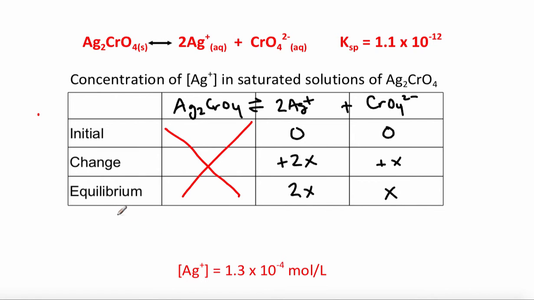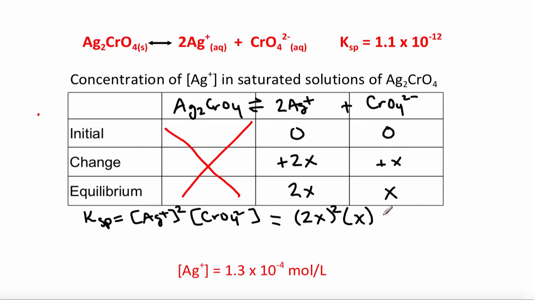So when we plug these into our KSP, we also need to be careful about writing our KSP expression appropriately. It's going to be silver ion concentration squared because there's a coefficient of 2 in the balanced net ionic equation. And for chromate, it's just to the first power. So when we plug in our values here, we get 2X quantity squared times X, which is 4X cubed. And then we can solve for X, and once we solve for X, we will see that we get a value here.